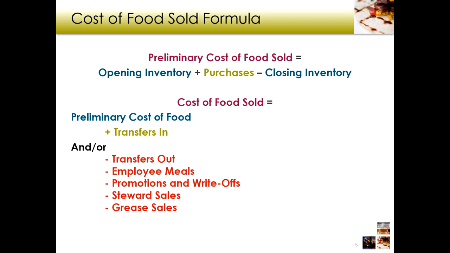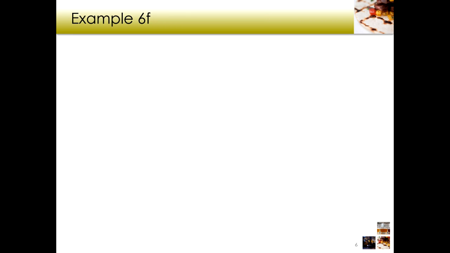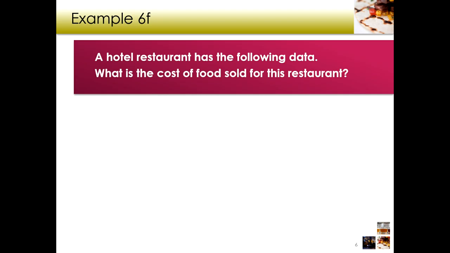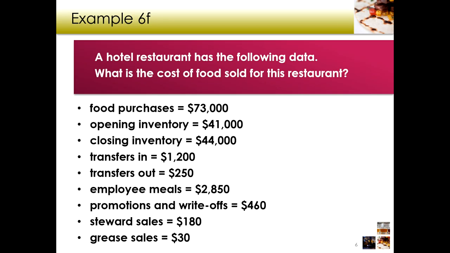So I got an example coming up here. The first example: a hotel restaurant has the following data. What's the cost of food sold for the restaurant? So we have food purchases, opening inventory, closing inventory, transfers in, transfers out, etc., right?